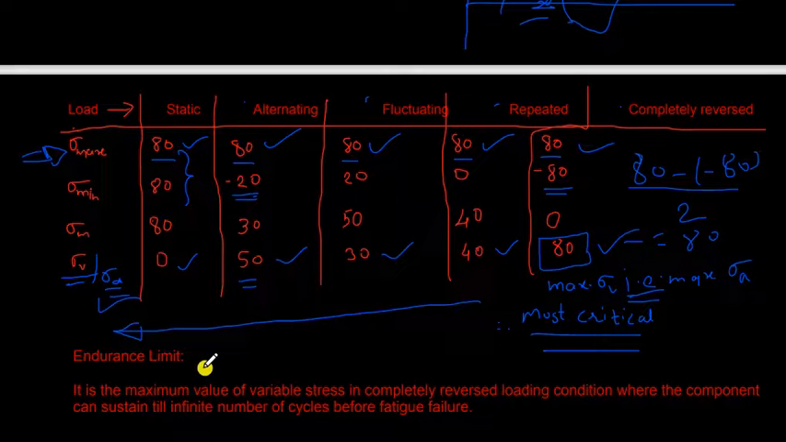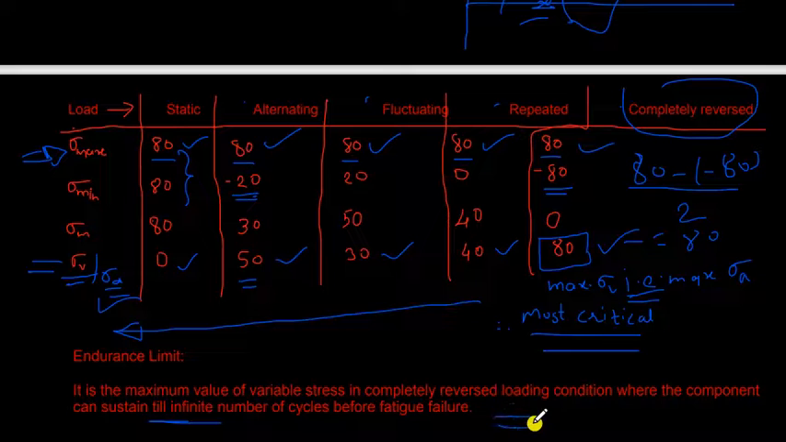I will just read this definition and we will cover the complete detailed explanation in the next lecture. Just look at this. It is the maximum value of variable stress. This variable stress, that means sigma max minus sigma min. It is the maximum value of variable stress in completely reverse condition, this condition, where the component can sustain till an infinite number of cycles before fatigue failure. That means, let us say the component is a shaft. It will rotate for an infinite number of times.